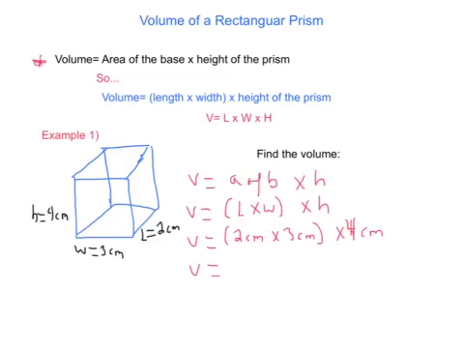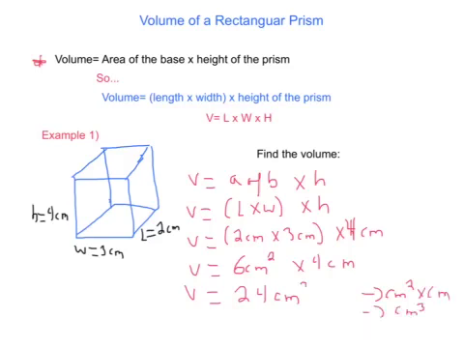Well, 2 centimeters times 3 centimeters we know is going to be 6 centimeters squared, because we've got centimeter times a centimeter. And we're multiplying that by 4 centimeters. And we know that then equals 24, because 6 times 4 is 24. And if you look over here again, centimeters squared times a centimeter, that's 3 centimeters total, which gives us cubed. So the answer is 24 centimeters cubed.